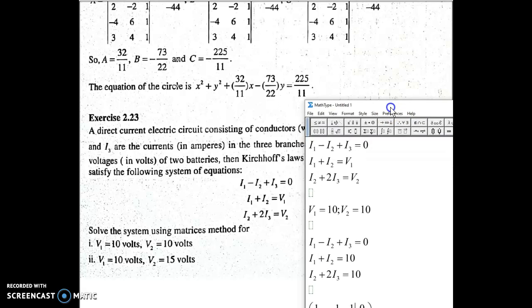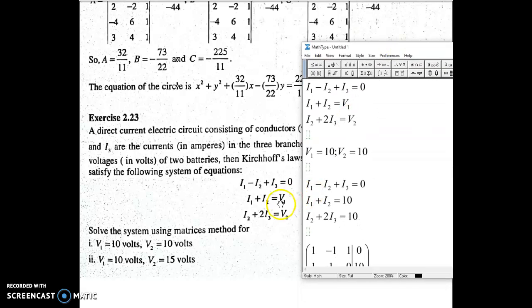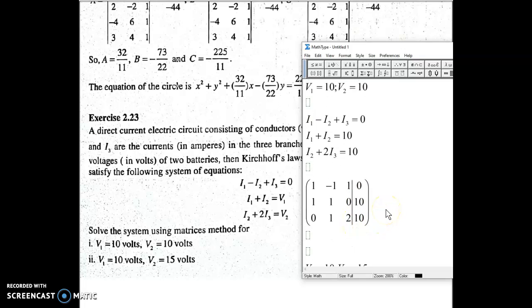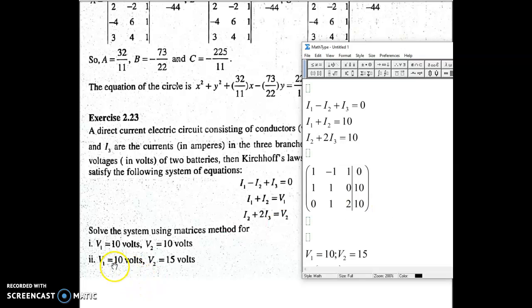What we need to do is substitute the V1 and V2 accordingly, and after that, just change it into the form of a matrix. Now that you have the matrix form, the next thing to do is to solve the system as we usually did before. Right, and the same goes for the second question. You just change the values here and try to solve the question.